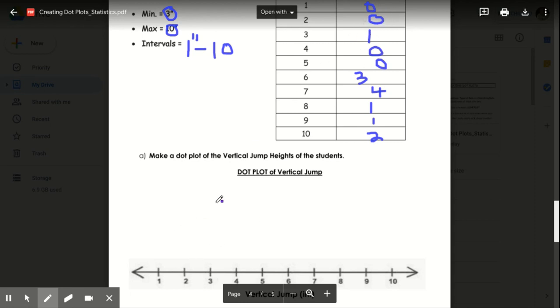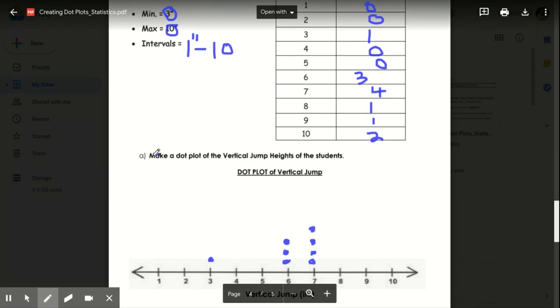But at 3, I'm going to put 1 dot, okay? At 4, no dots. How many students jumped 5? Nobody. How many students jumped 6? 3. So 1, 2, and 3. How many times did you see someone jump 7 inches? 4 times. So I'm going to put 4 dots. So 1, 2, 3, and 4.